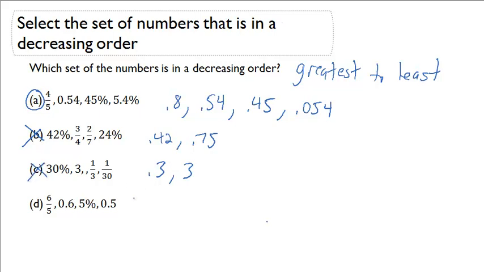And lastly, choice D, I have 1.2. Then I have 0.6. Then I have 0.05. And then 0.5. And with that last number being larger than the previous one, again, choice D does not work. So I've confirmed that my answer is, in fact, choice A.